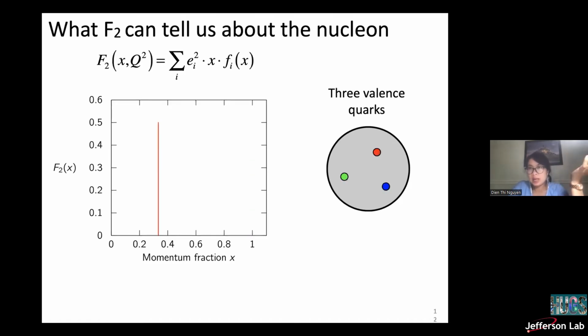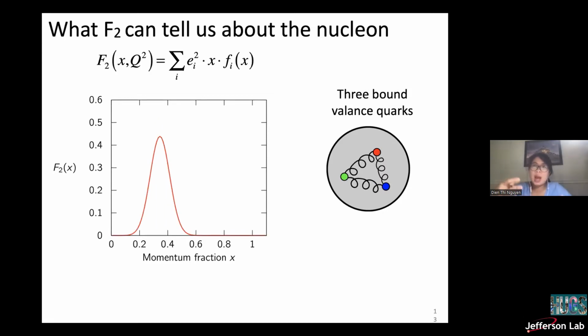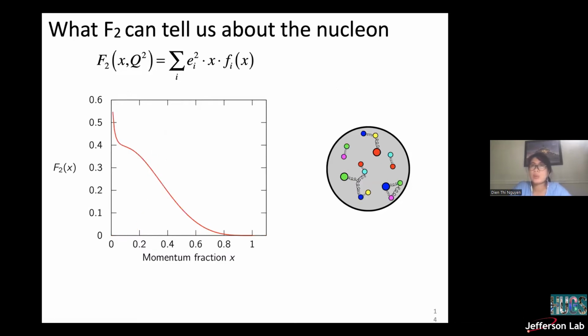But now we know there are three quarks. So what we would expect is not 1, but about 0.3 each, distributed equally. This is what we can expect from F2. Now we consider the binding between the quarks by the gluons, and this binding broadens that distribution. So in this case F2 is around 0.3, but broadened. But in reality, as I mentioned, it's not trivial like that; it's much more complicated. So we would expect maybe F2 will have this structure.